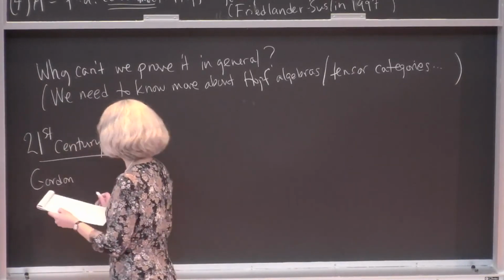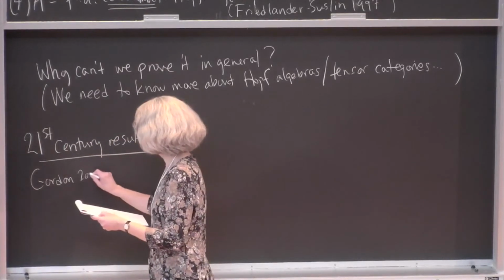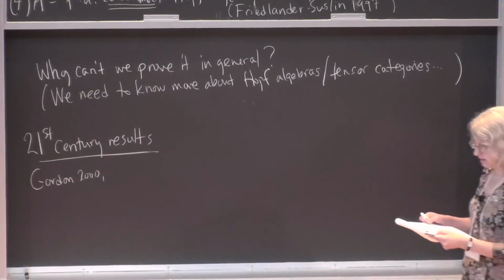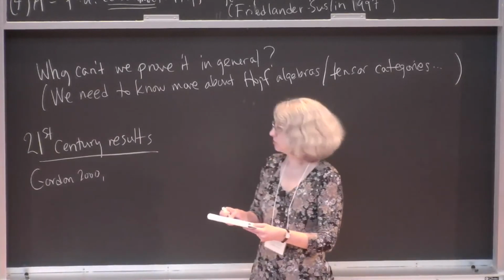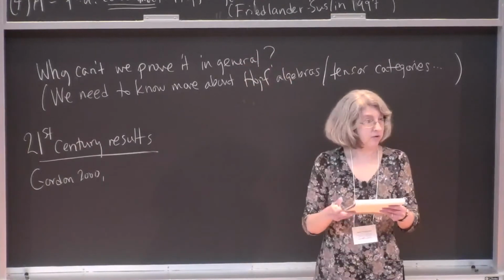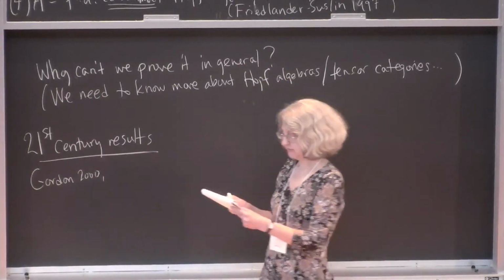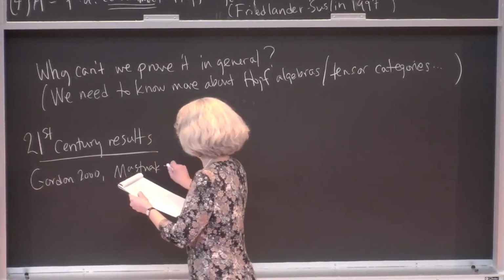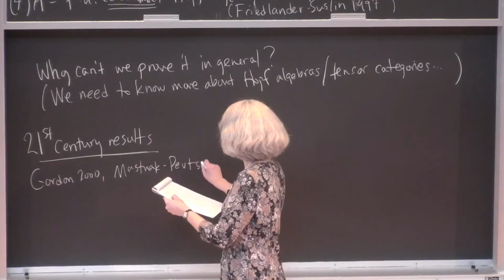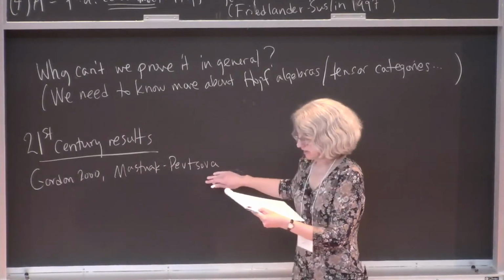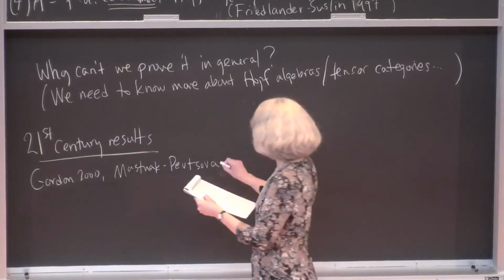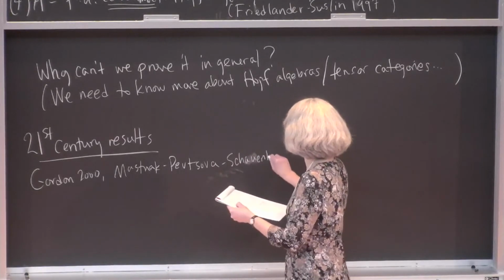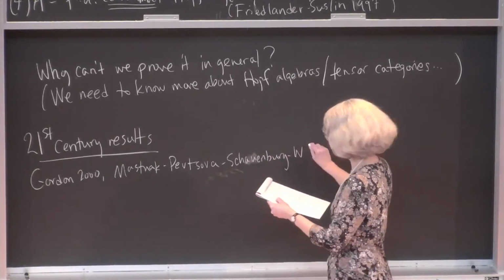So Gordon in 2000 proved this for finite quotients of quantum function algebras at roots of 1. So it was somehow analogous to the small quantum group, but a different type of algebra. In 2010, I wrote a paper with Mitya Masnak, Julia Pevsova, who will be here at MSRI for part of the program, and Peter Schauenberg. And that was in 2010.